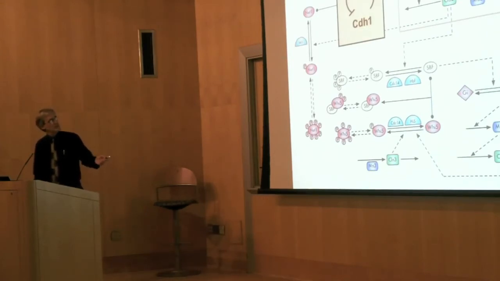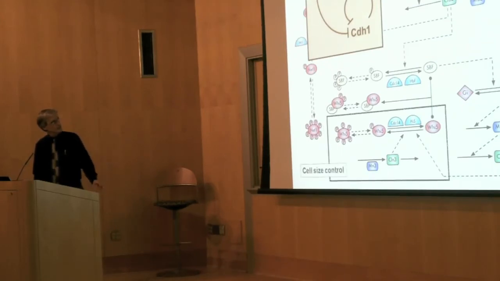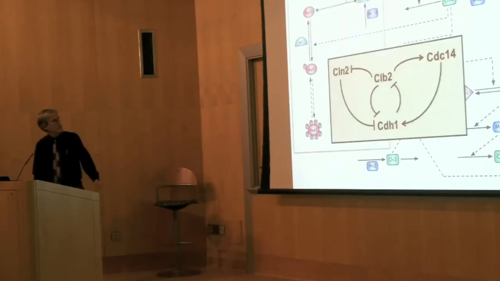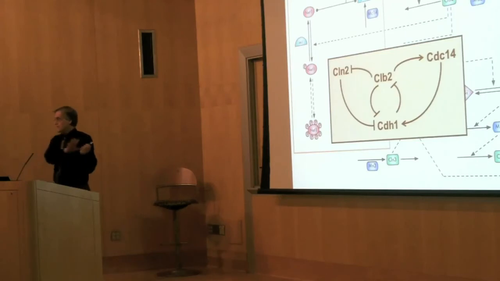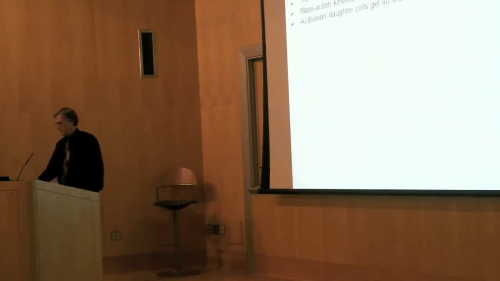This bit is the bistable switch, the antagonism between CLB2 and CDH1. This bit is the negative feedback loop through CLN2. This little bit is the cell size control that we need to simulate the experiments. And this bit here is the negative feedback loop that activates CDC14. Okay, so it's exactly the same model, but just phrased in terms where we can do stochastic simulations.